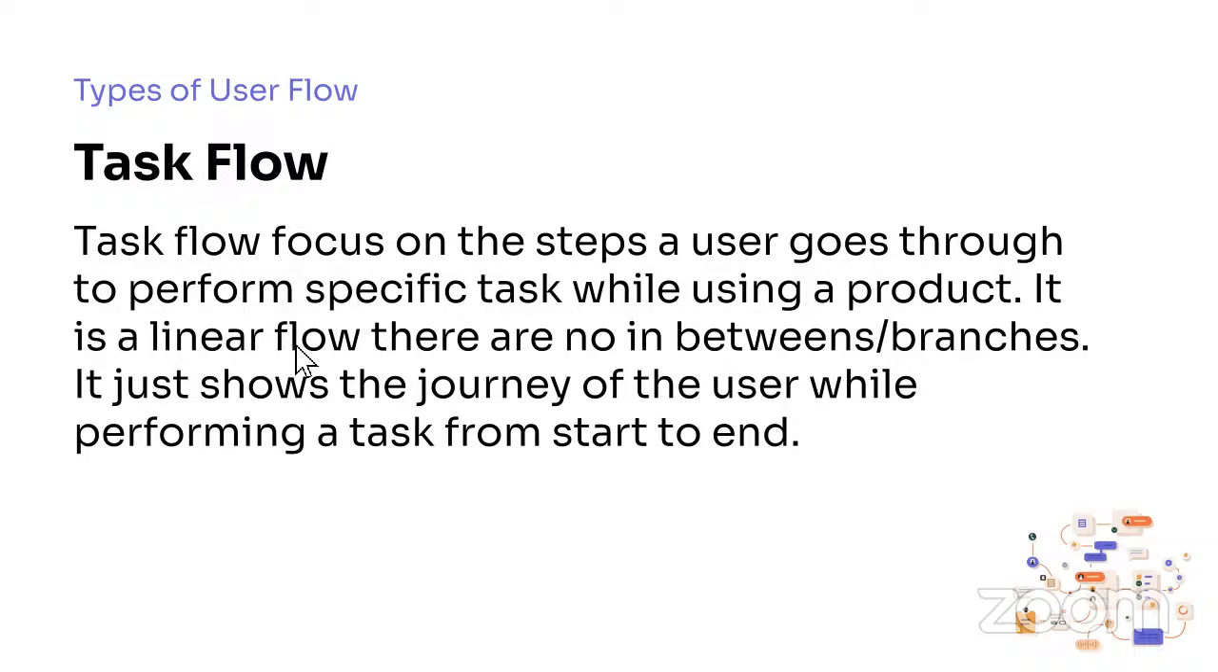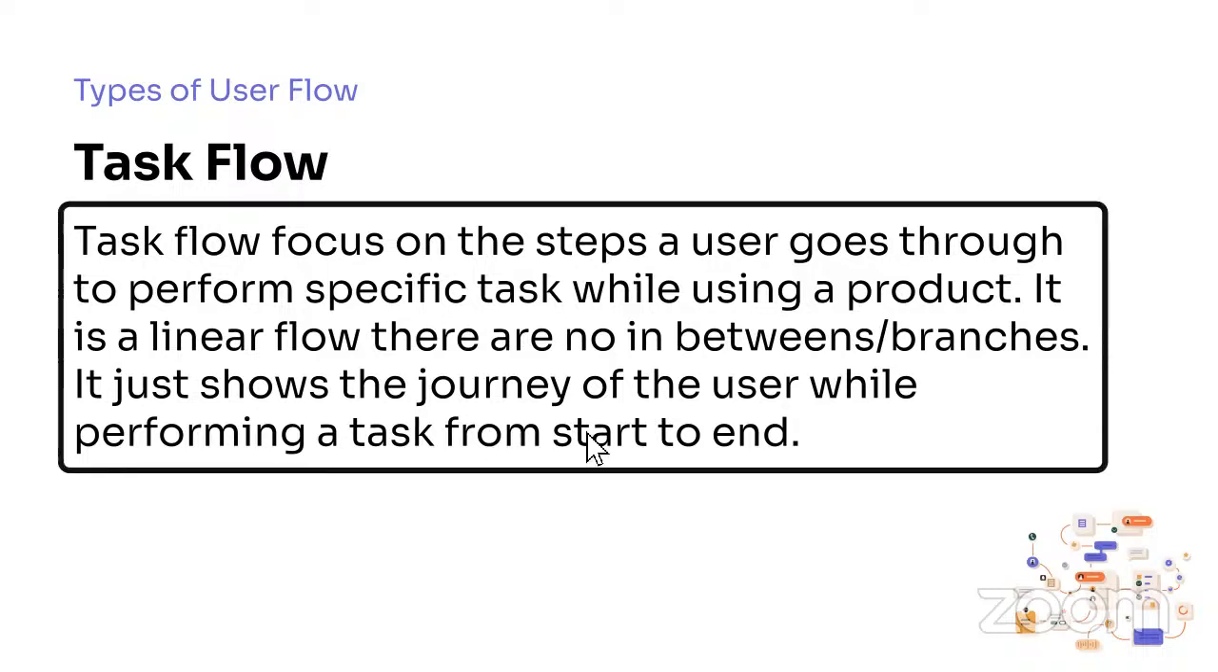So it's a linear flow. There are no in-betweens or branches. It just shows the journey of the user while performing a task from start to end. So it's just a straightforward line. You don't have any corner. You know, when some people give us direction, they'll say go straight, and when you get to a brown gate, you now turn right. That's not how it works. It's a straightforward path, and you end up in one place. So that's a task flow.